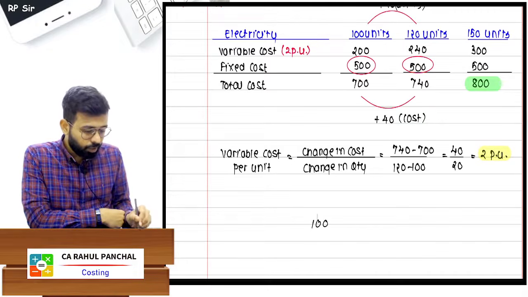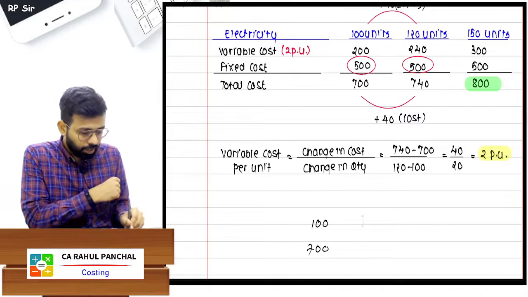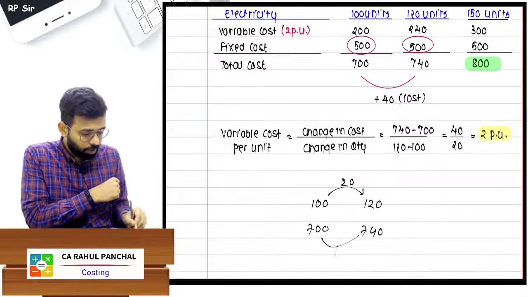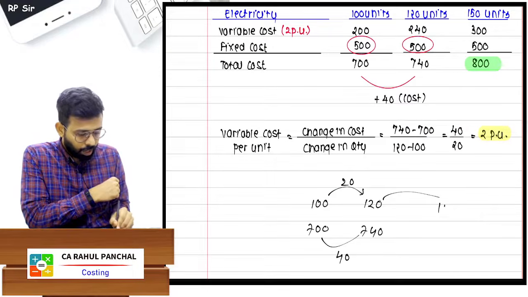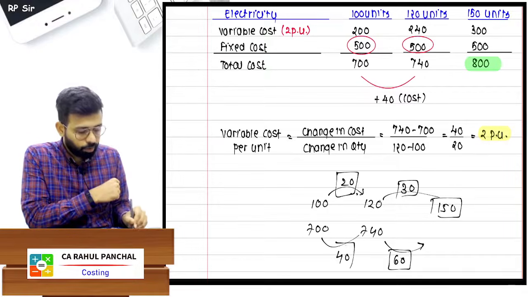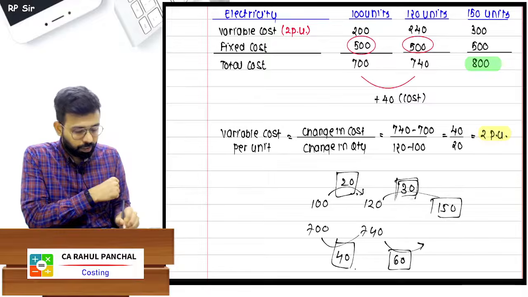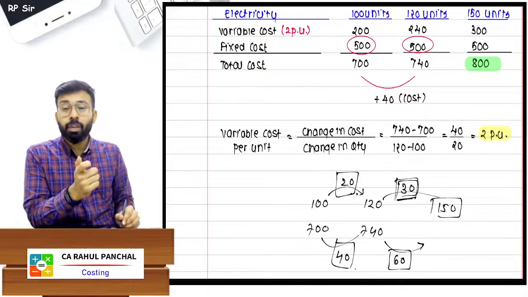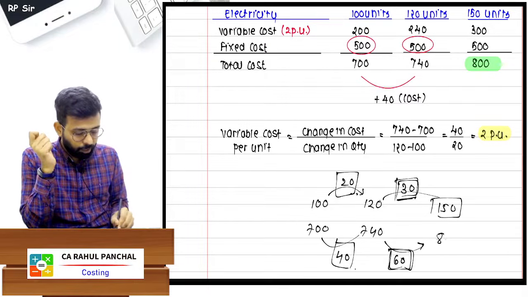Given your cost, when units were 100, your cost was 700. When units were 120, your cost is 740. So if there is an increase in units by 20, your cost has increased by 40. I want to know the cost for 150. So if I increase my units by 30, my cost will increase by 60. That is 740 plus 60, and it becomes 800.